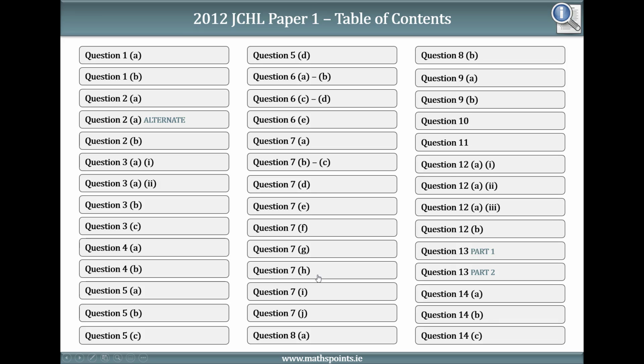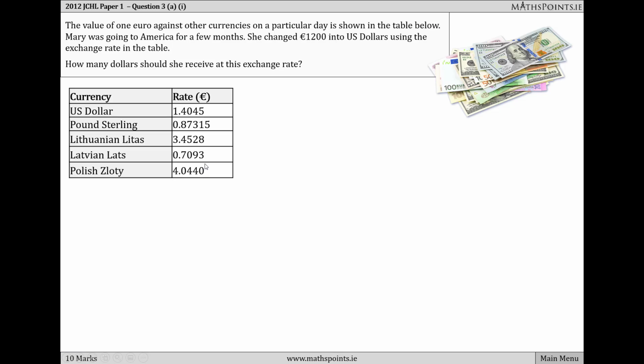So let's take a look at this currency question from the Junior Cert Higher Level 2012 Paper 1. We've been given a table showing us the value of €1 against other currencies on a particular day. So reading from the table, we can see that €1 would be equal to $1.4045, €1 would be equal to £0.87315, and so on.